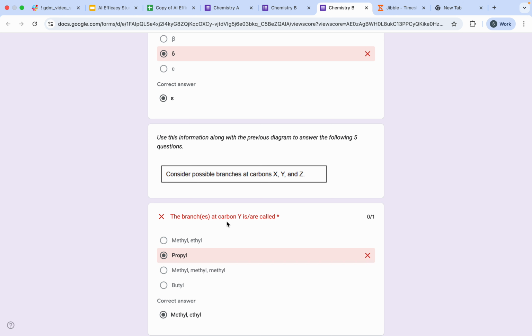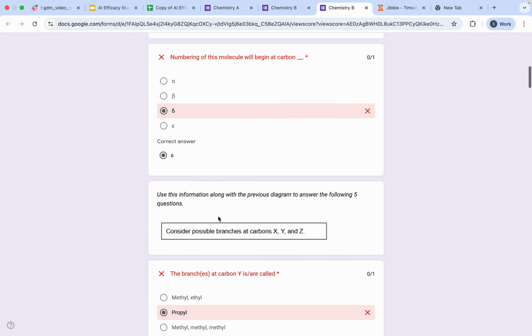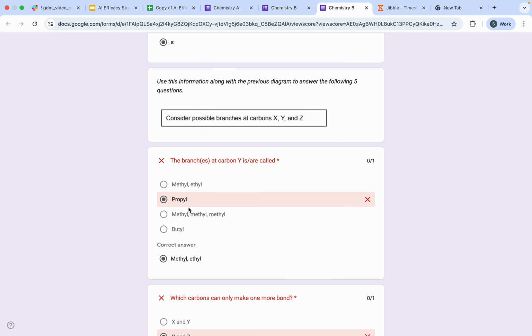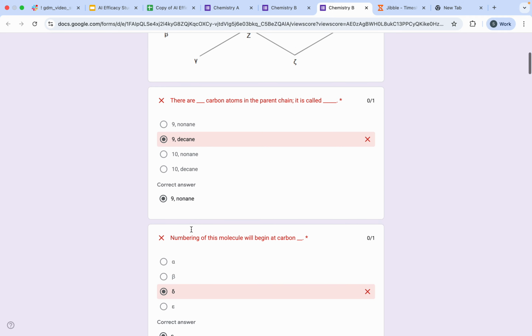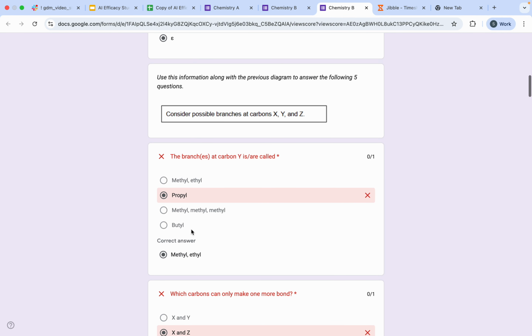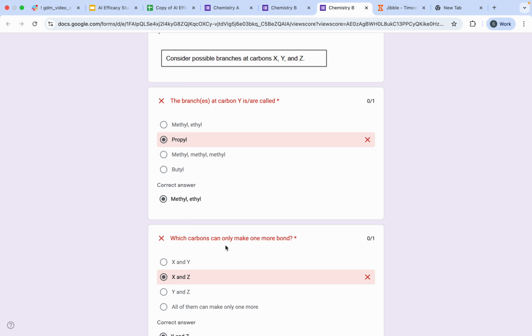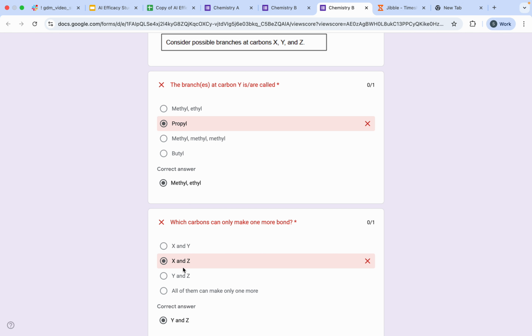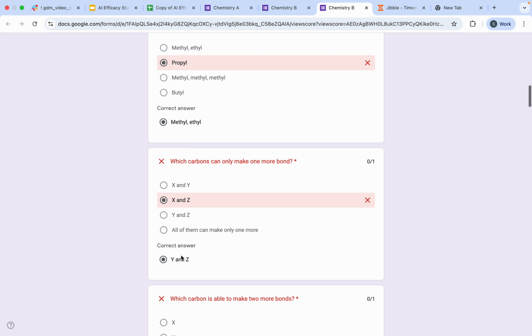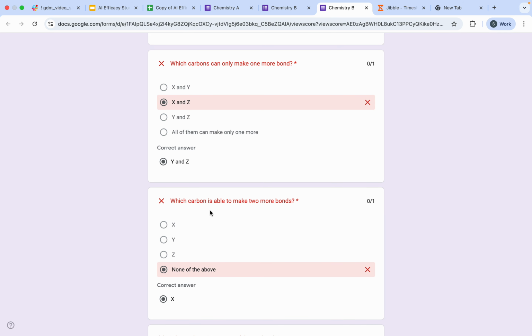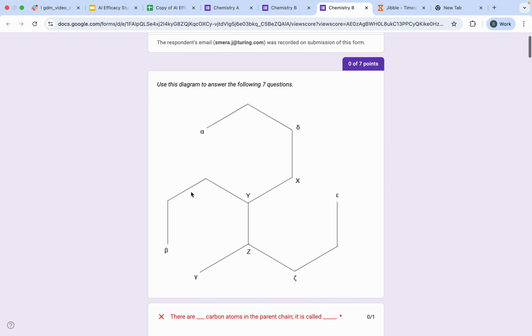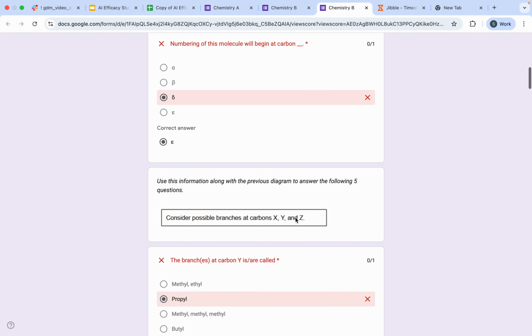The branches at carbon Y are called methyl and ethyl. Okay, it is methyl and ethyl. This propyl is the wrong one. Which carbon can only make one more bond? So X and Z is what I have selected, but it is Y and Z. So this Y and Z is the correct answer. Okay. So which carbon is able to make two more bonds? So it is X, with the X able to make two more bonds.